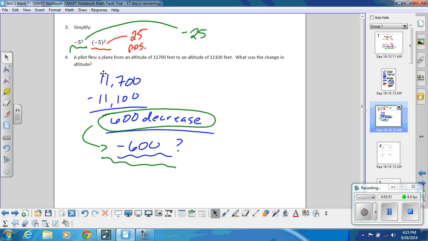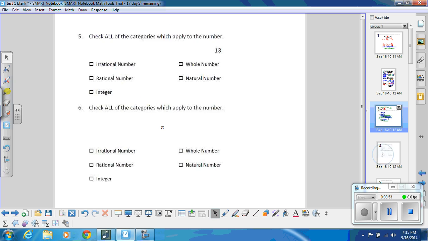Move on to the next set of problems that have to do with classifying numbers. We're going to talk a little bit about each of these, okay? First one says just check all the categories that apply to this number. So number 9, like 13, it fits multiple categories, and you can have that. Some numbers just fit one category, some numbers fit multiple categories.